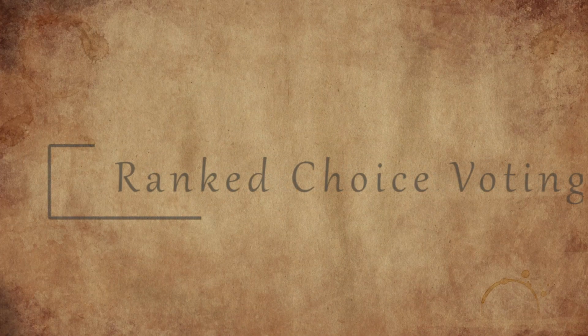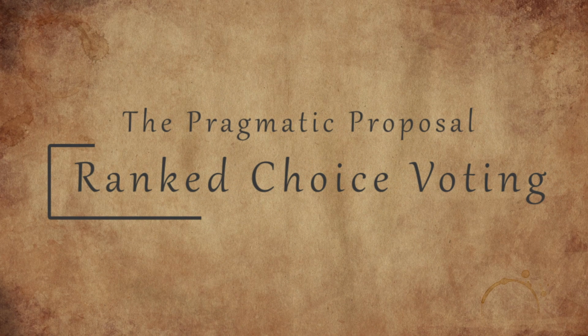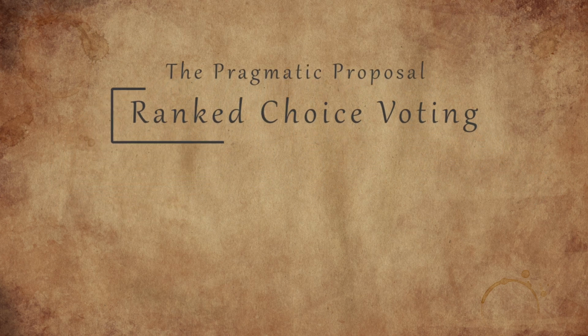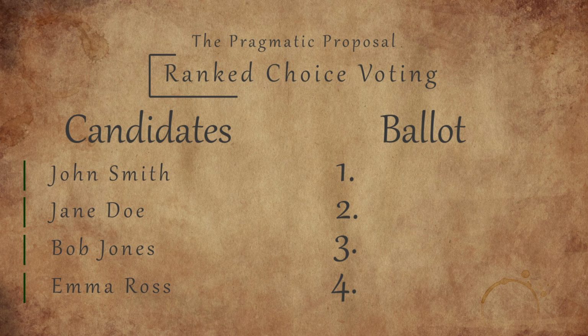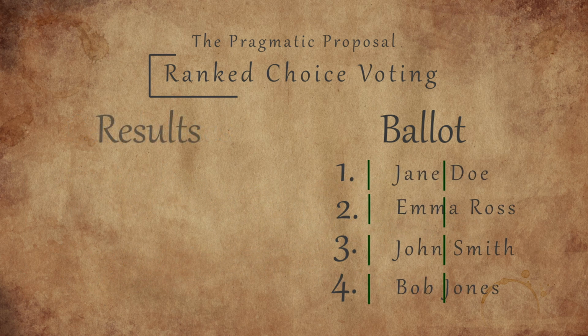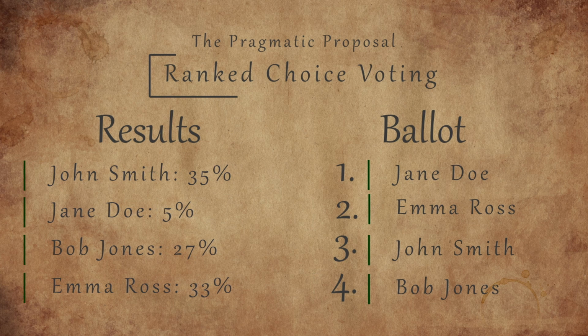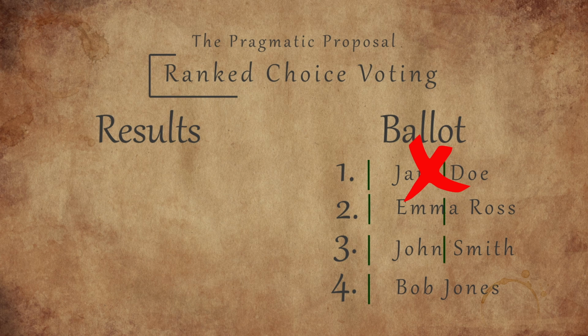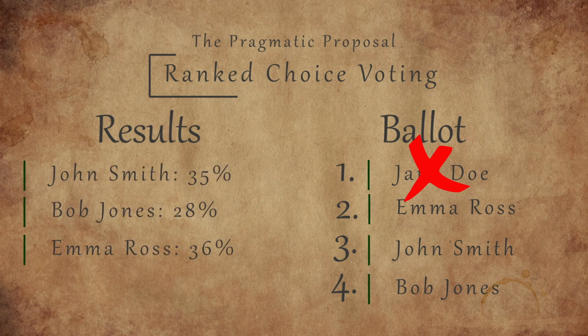The final option that might help third parties gain more support is the use of ranked choice voting. In this system, voters rank all candidates on the ballot in order of preference, rather than voting for a single candidate. If a candidate receives more than 50% of the first preference votes, then they win the election. If no candidate has a majority, then the candidate with the least first preference votes is eliminated, and each of their votes is reassigned to the second preference candidate as indicated on the ballot.